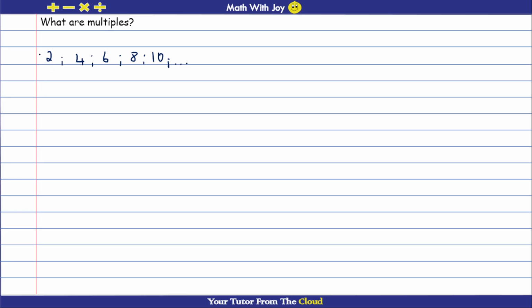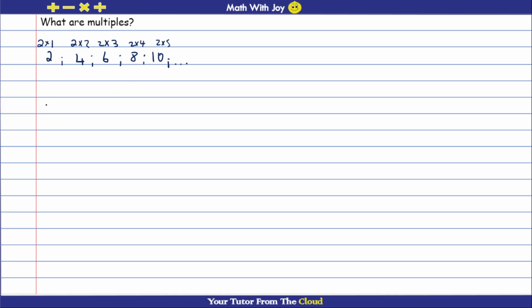How do we get this? You say 2 times 1 is 2. 2 times 2 is 4. 2 times 3 is 6. 2 times 4 is 8. 2 times 5 is 10. That's how you actually get multiples.